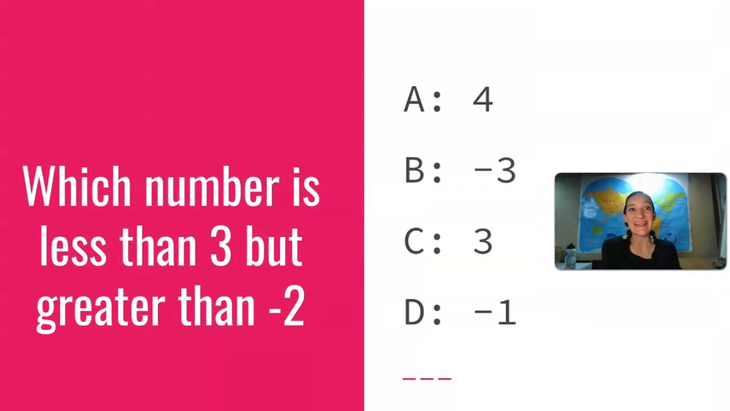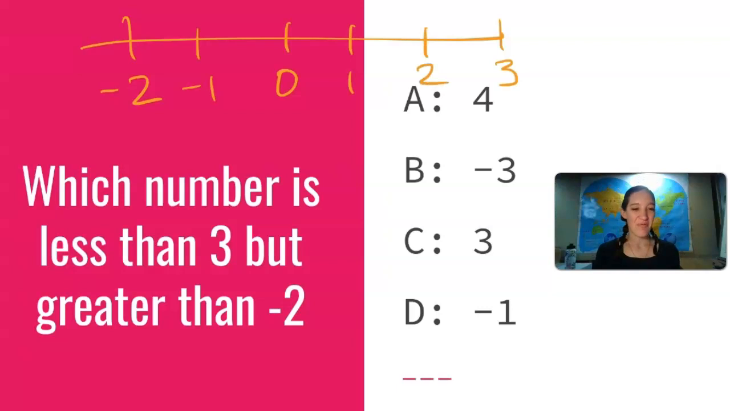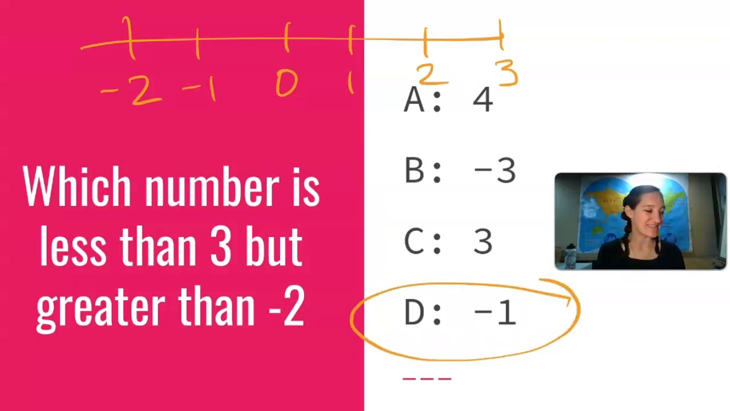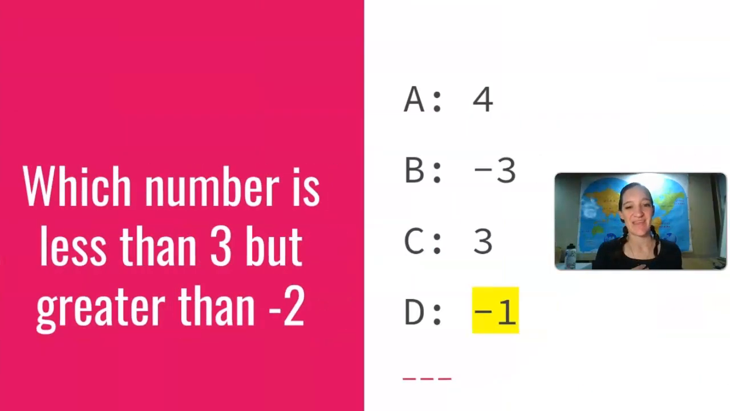Which number is less than 3 but greater than -2? So less than means it's to the left. Greater means it's to the right. If you want to think of a number line, it's got to be less than 3, but greater than -2. Well, what's between 3 and -2? We have -1, we have 0, we have 1, and we have 2. What of those numbers fit in there? -1 fits in there. So that is the only number that's between 3 and -2.